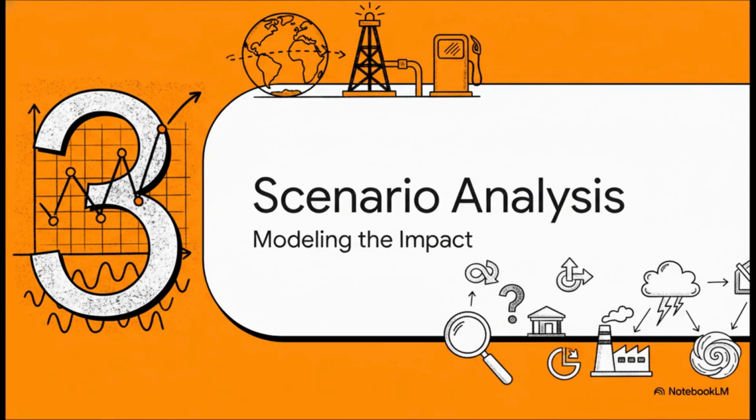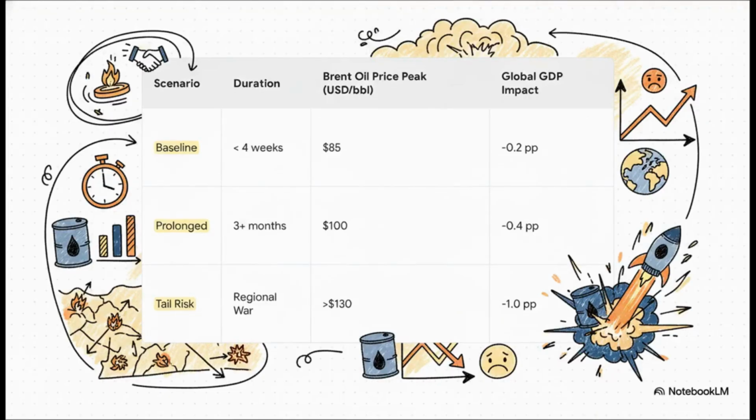Well, you'd use a tool called scenario analysis to map out the potential outcomes. The goal isn't to predict the future with a crystal ball. It's about getting prepared for different, plausible futures based on what's driving the crisis. Check this out. This table shows a clear link between one key variable, how long this lasts, and the economic damage. In a baseline scenario, if this whole thing is sorted out in less than a month, oil peaks around $85, and the hit to global GDP is, well, it's not great, but it's manageable.